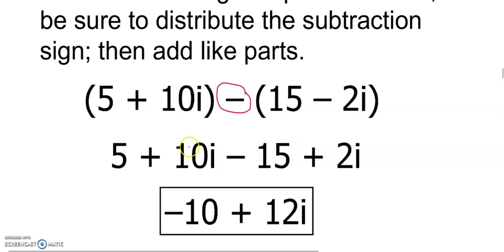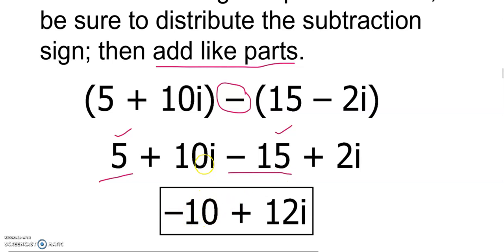So now, after distributing the sign, you have to add like parts. What is the real part in the first complex number? 5. What is the real part in the second complex number? That is minus 15. So now 5 and minus 15, you add, and you will get minus 10.